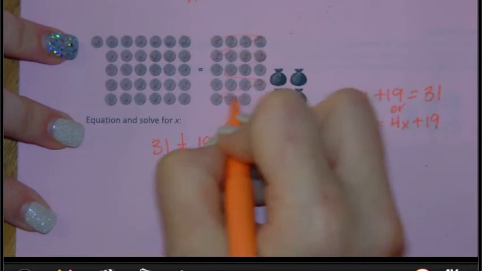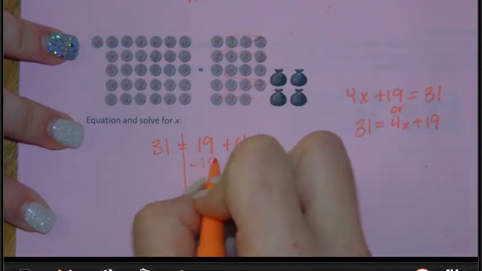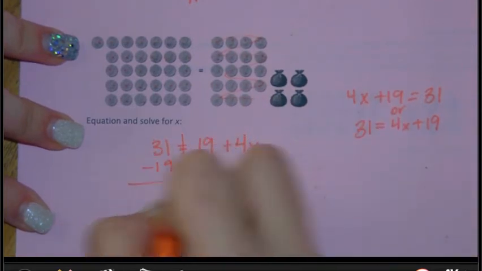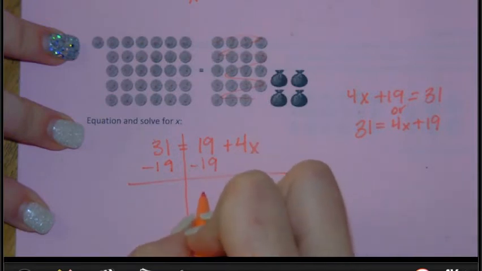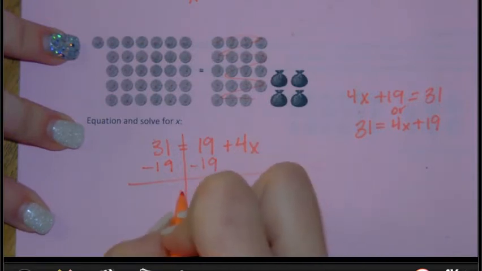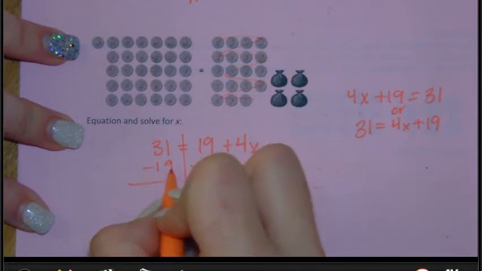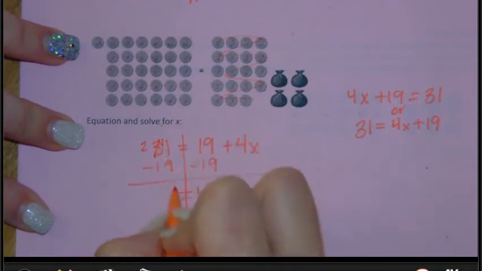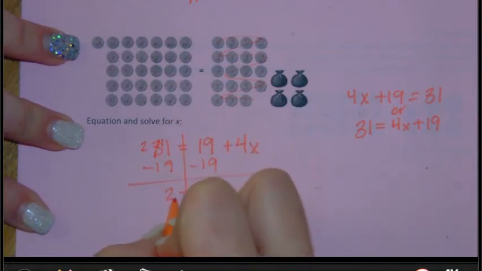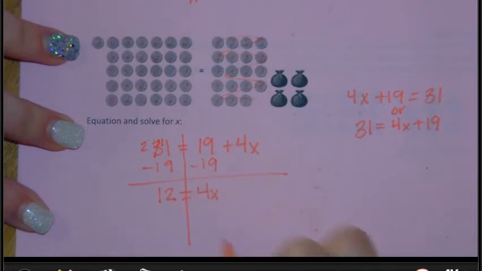I would still mark out all 19 coins here. So I'm going to mark off 19 here, mark off 19 here. 19 minus 19 is 0. So I'm left with 4x is equal to, well, I can't do 1 minus 9, so I need to borrow and carry. Well, 11 minus 9 is 2. 2 minus 1 is 1. Okay, I now have 4x is equal to 12.